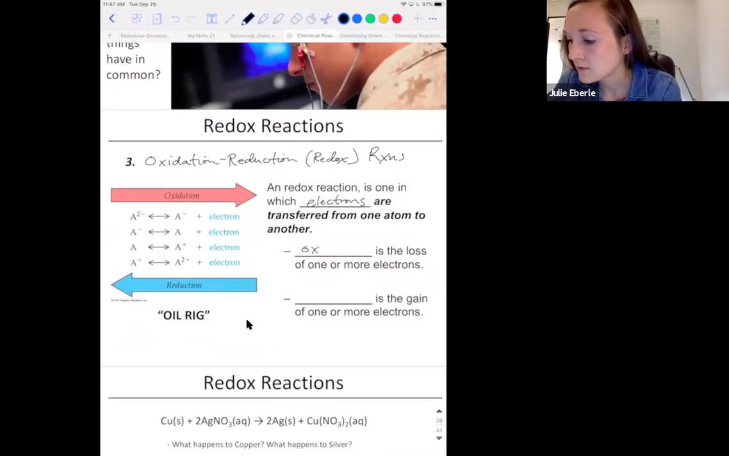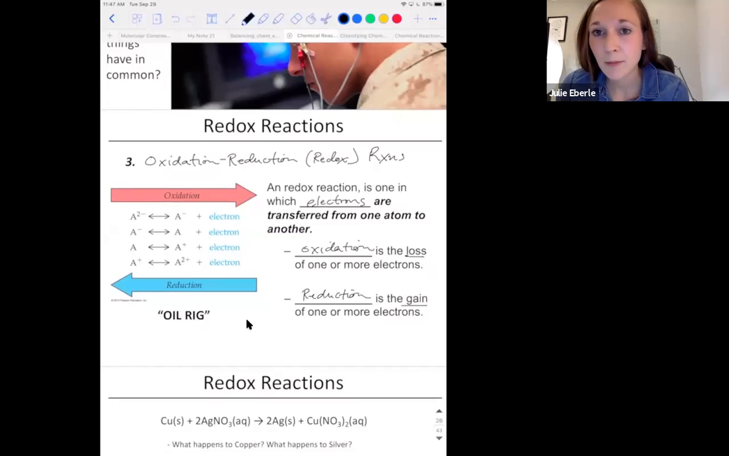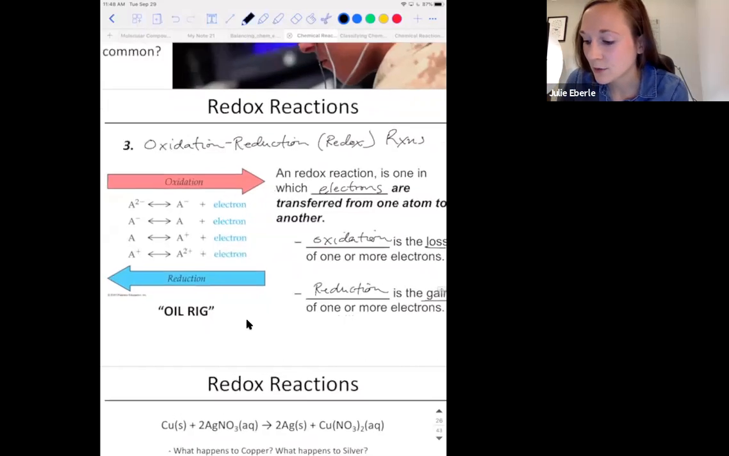So oxidation is the loss of one or more electrons, and reduction is the gain of one or more electrons, okay? Now, the way people keep this straight in their head, because it can be confusing. When you are gaining electrons, people tend to think, oh, I'm gaining charge. I'm increasing in charge. But you're not. When you're gaining electrons, your charge is being reduced because you're gaining something that has a negative charge, right? So your charge is becoming increasingly negative. That is reduction.